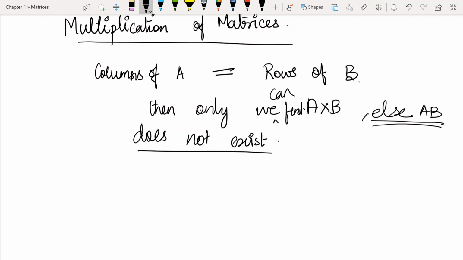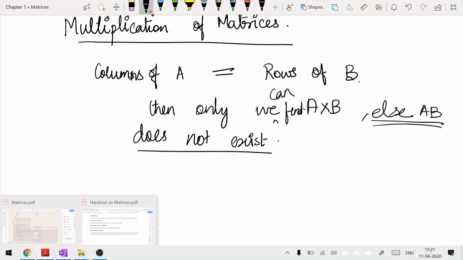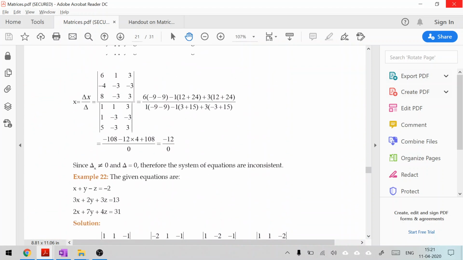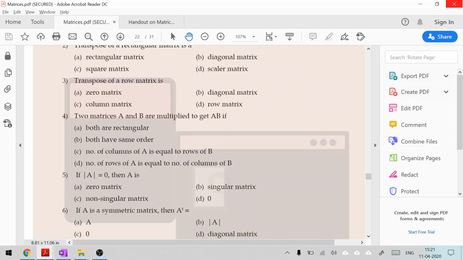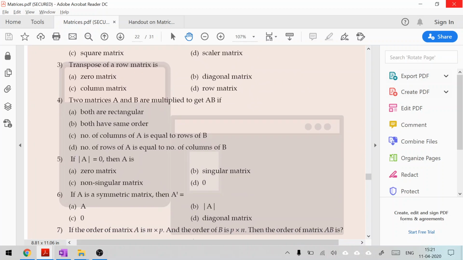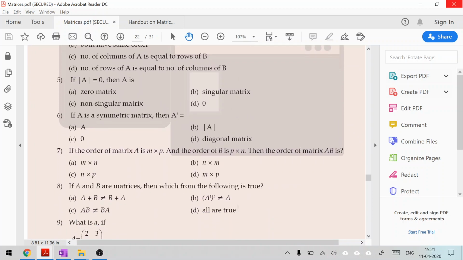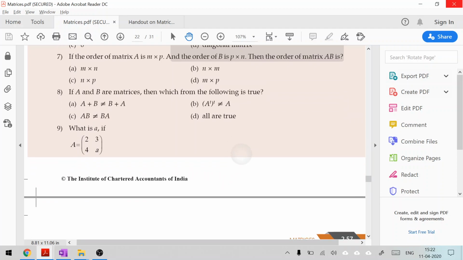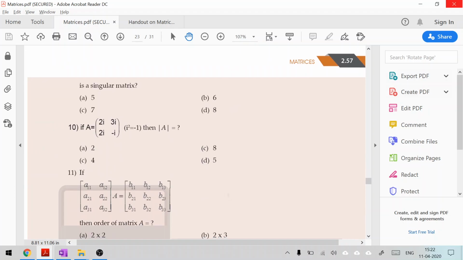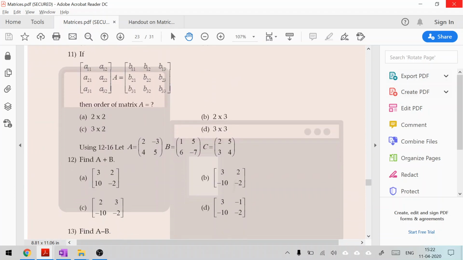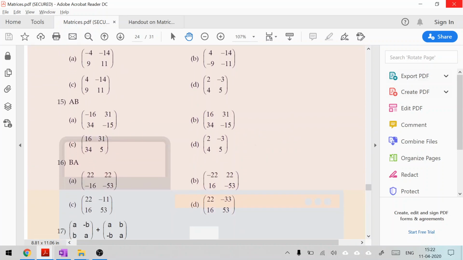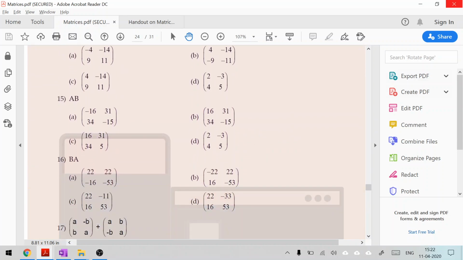Okay, let's take an example now. Come to the exercise. Let's go to question number 4. No, not even question number 4. I will come to questions 4, 7, 8 in a bit. We'll take up some other question now, an easier multiplication question. Come to the 15th one, where we are going to find AB.